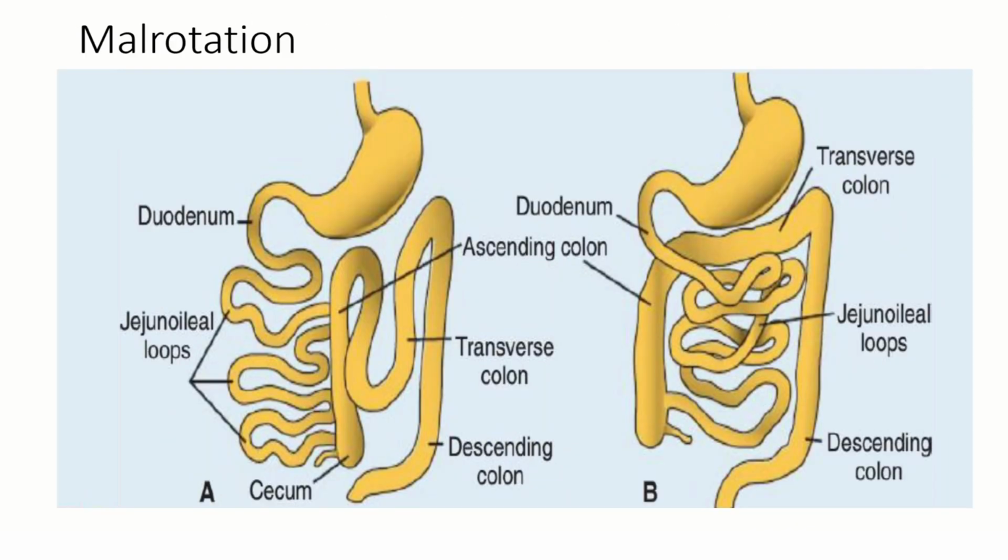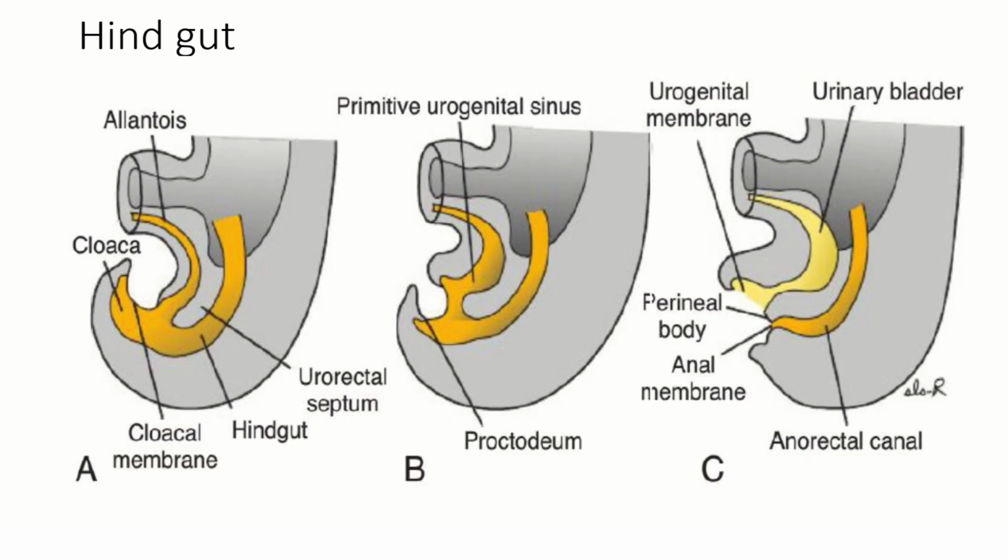Now we'll go back. We'll be concentrating mostly on the post-allantoic part, that is the cloaca. You can see there is development of the urorectal septum, which will divide the cloaca into an anterior primitive urogenital sinus and a posterior primitive rectum or primitive anal canal or anorectal canal. You can see this is the urorectal septum. This is the cloacal membrane.